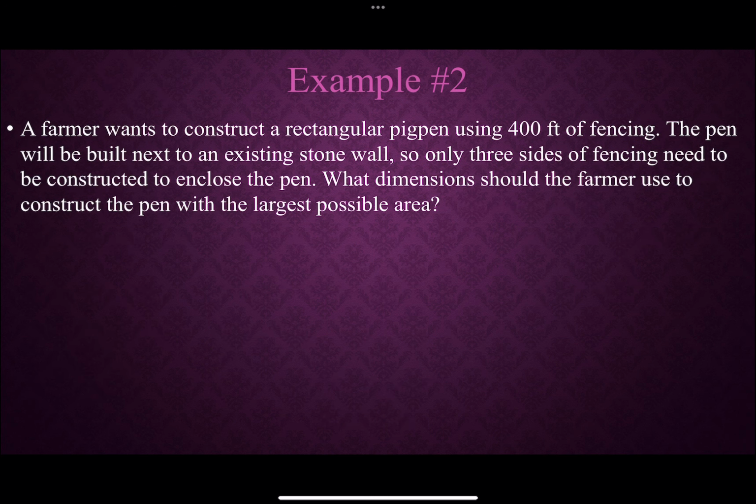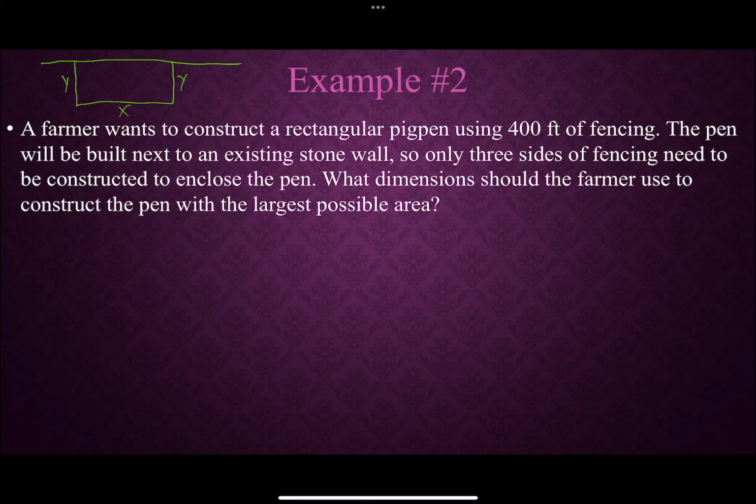Another one, also the same farmer, but now we're putting up a rectangular pig pen using 400 feet of fencing. It's not going to be two different corrals. We're building it next to an existing stone wall, so we're only using 3 sides of fencing. Again, doing everything we can to save on fencing. So our scenario looks kind of like this. We've got our stone wall, and then we have a rectangular corral going through it. So we've got 2 Y pieces and an X piece.